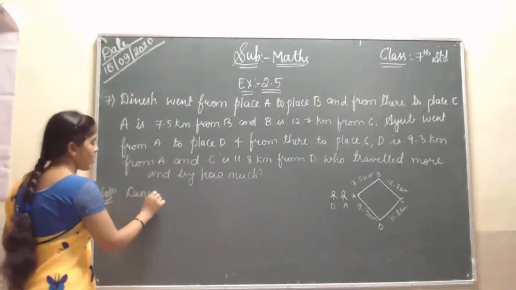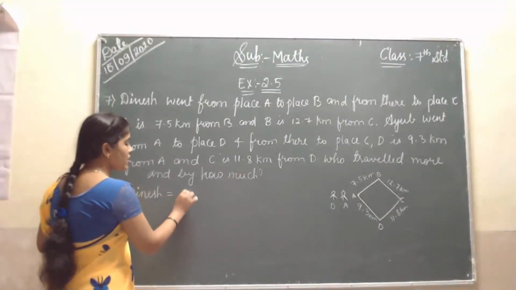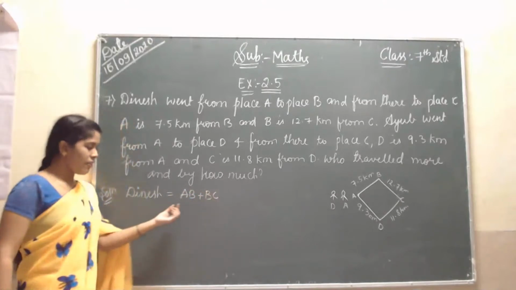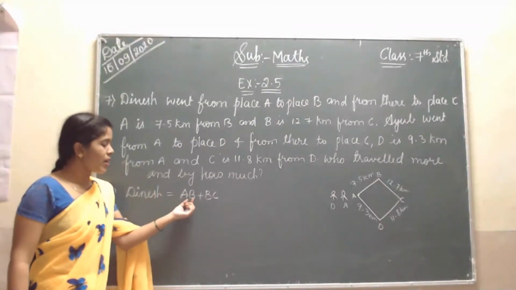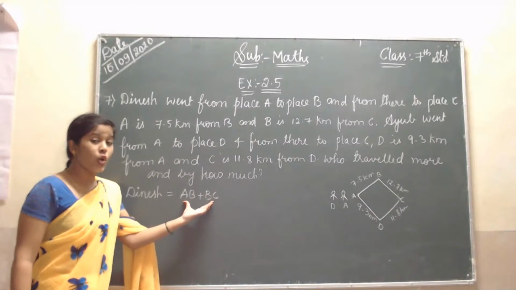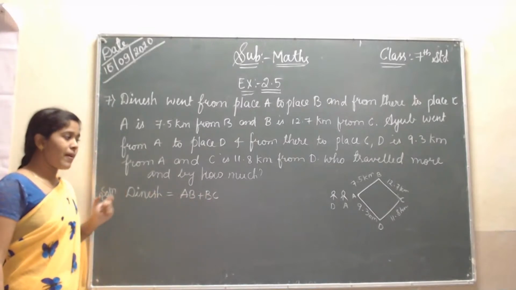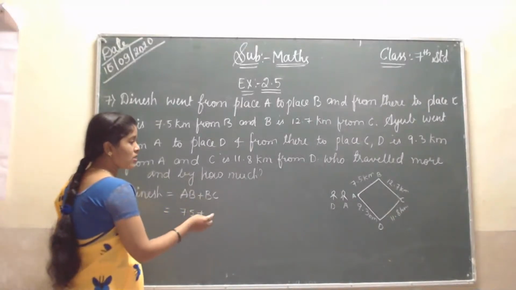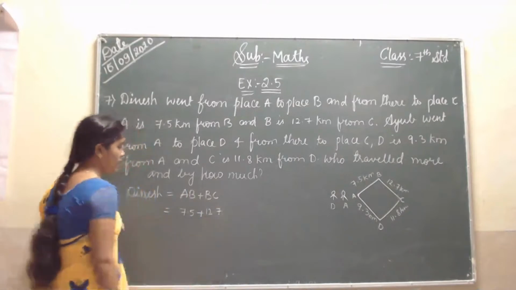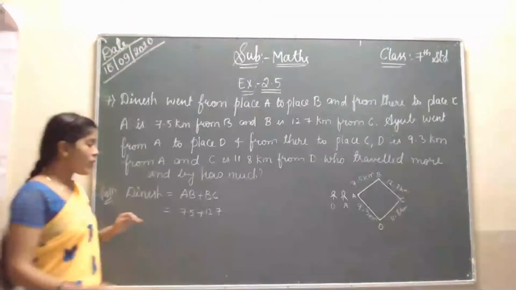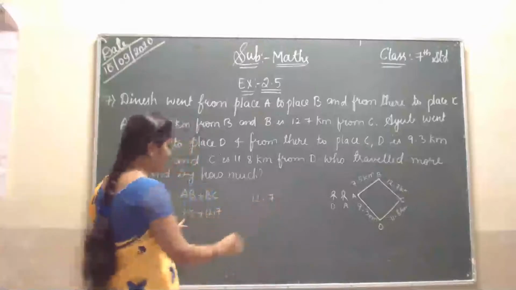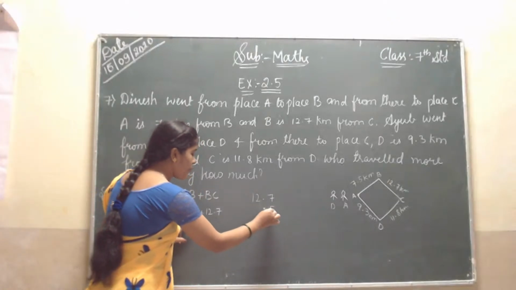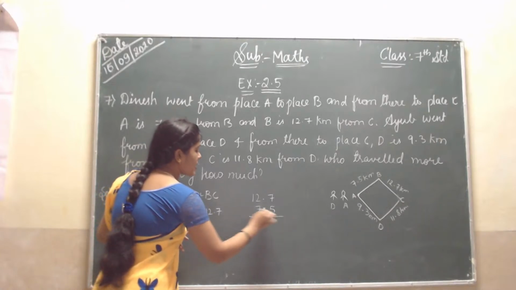Dinesh traveled how much? He went A to B, then B to C. Total travel, how much did Dinesh travel? A to B is 7.5 plus B to C is 12.7. So we have to add. How do we add decimals? Let's see. 12.7, because 12 is the greater number. And see here, this is the point. After the point 5, before the point 7. So like this you have to add.